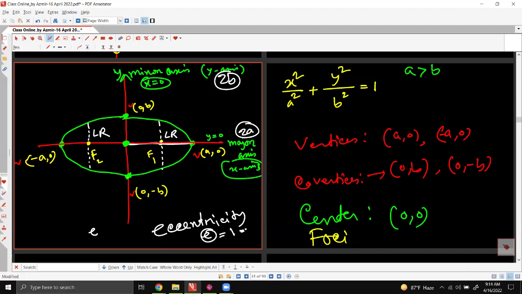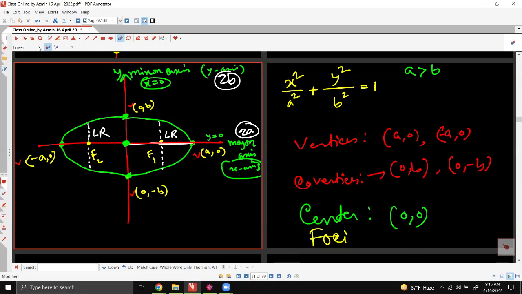E is sometimes 1. If E is 1, then we will get a parabola. If E is greater than 1, then we will get a hyperbola. If E is less than 1 and greater than 0, then we will get an ellipse. So we will talk about eccentricity later, but for now, try to have a look at the graph of the ellipse.